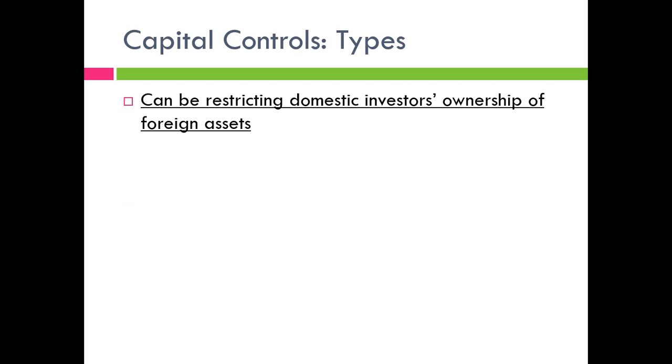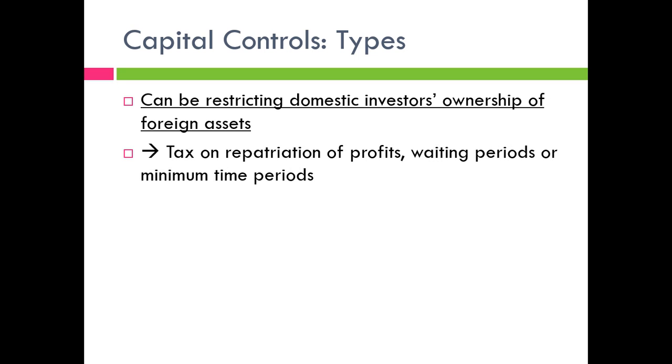Okay, so some types. You could restrict domestic investors. They can't own foreign assets, so you can keep your people from buying abroad. You could tax repatriation of profits, so people put money abroad, you can tax the money coming back in. Or you could say that you can buy stock, but you can't sell it right away. That can keep it from being so volatile. You have to hold it a certain time.